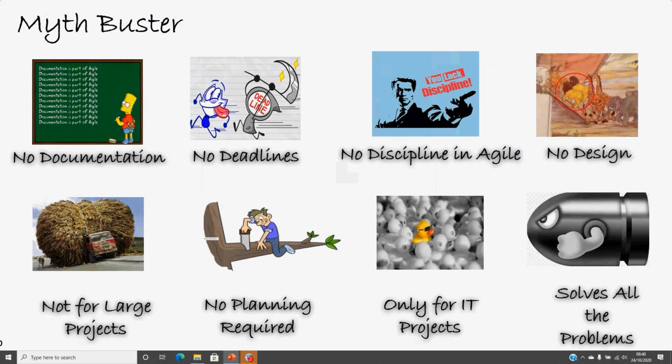Now, let's talk about a few myths. I'm not going to go through all of them because they are quite self-explanatory, but I'm just going to touch upon a few of them, and then we will take it from there. So there's a myth that says there is no documentation in Agile, and as I said, it's a myth buster, so it is a myth.